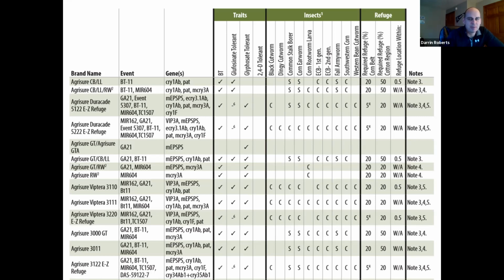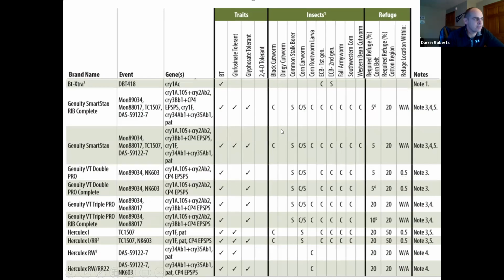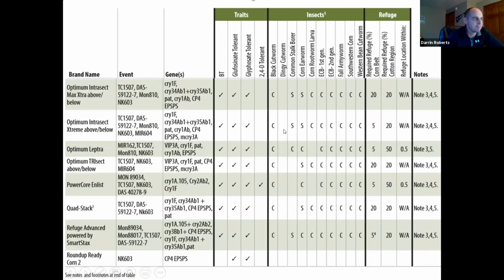This is on page 80 in the crop protection guide. You might have seen the handy BT trait table online. This is very similar information, probably a little bit more detailed than that trait table. But this gives you an idea for, you know, a particular hybrid based on what the brand name is, what the genes it has in it, any kind of particular traits, what insects it's either supposed to control or suppress, if you need to include a separate refuge or what the refuge in the bag portion is, and things like that. So this reference material is in the crop protection guide.